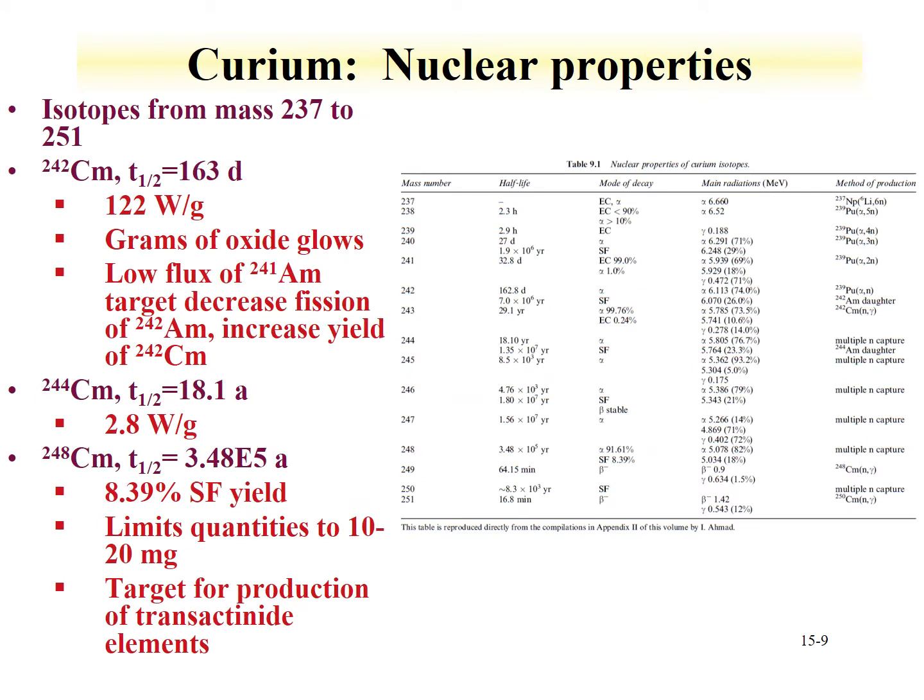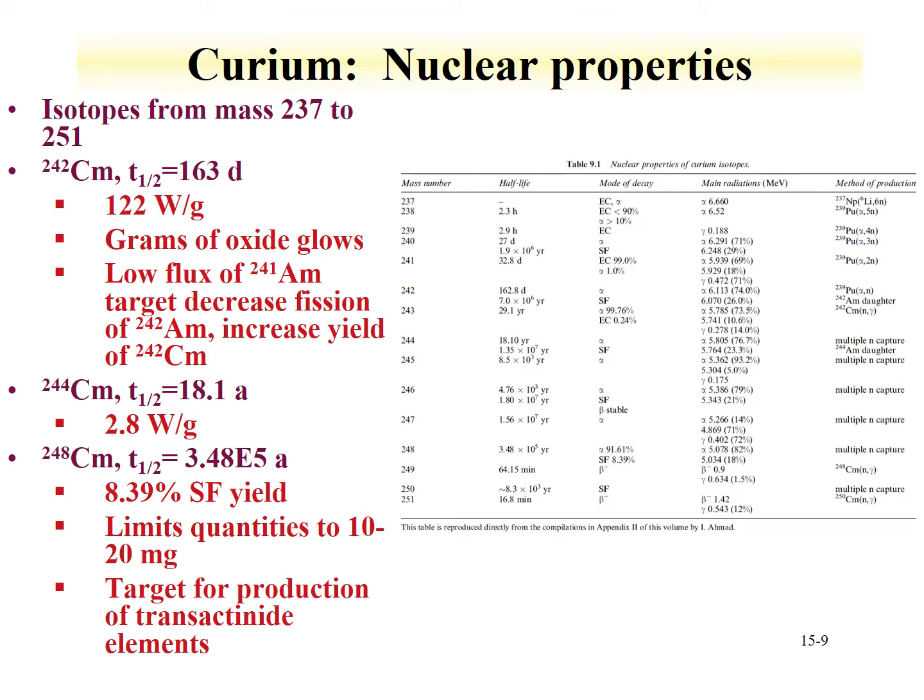We'll now turn our attention to curium. Curium has a number of isotopes from 237 to 251, as shown here. Important curium isotopes for chemistry include the 242, relatively short-lived, about half a year, with a high degree of heat per unit mass. The curium-244 is more widely available, with a longer half-life of 18 years, and its heat per unit mass is much less than the 242.